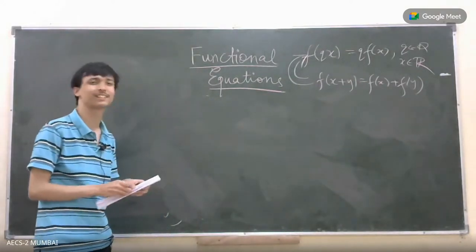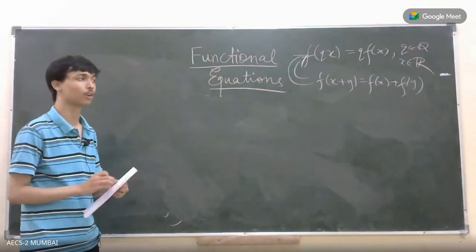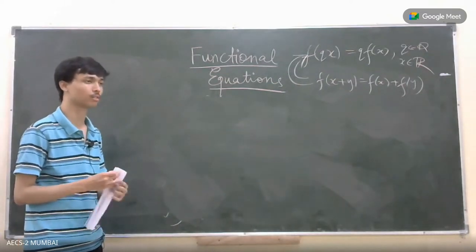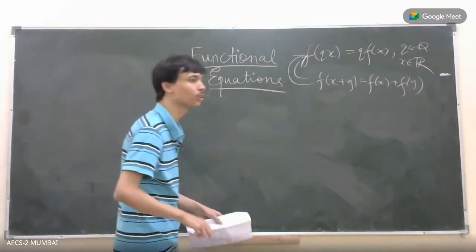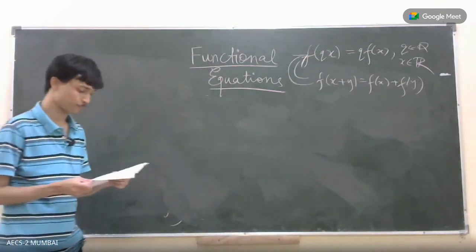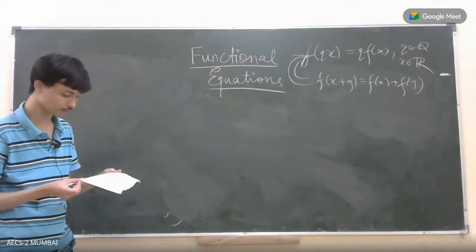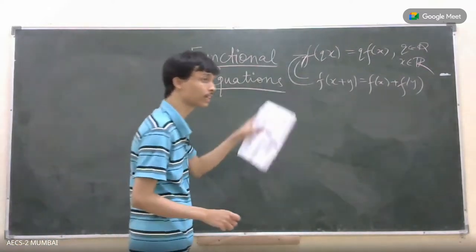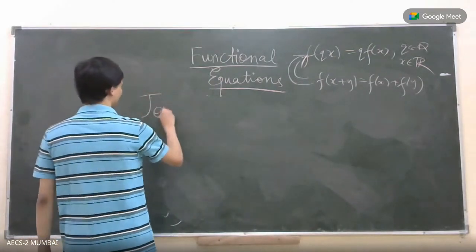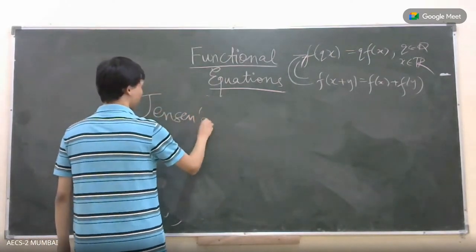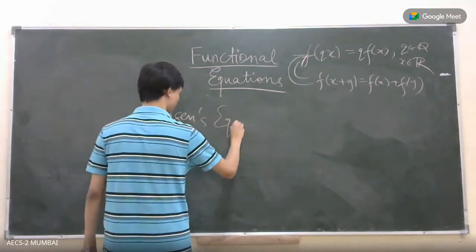This is typically not the flavor of Olympiad functional equations. Olympiad functional equations mostly you can solve completely. But nevertheless, this trick was very important. That's why I told it. Now I come to another very classic equation, which is known as Jensen's equation.